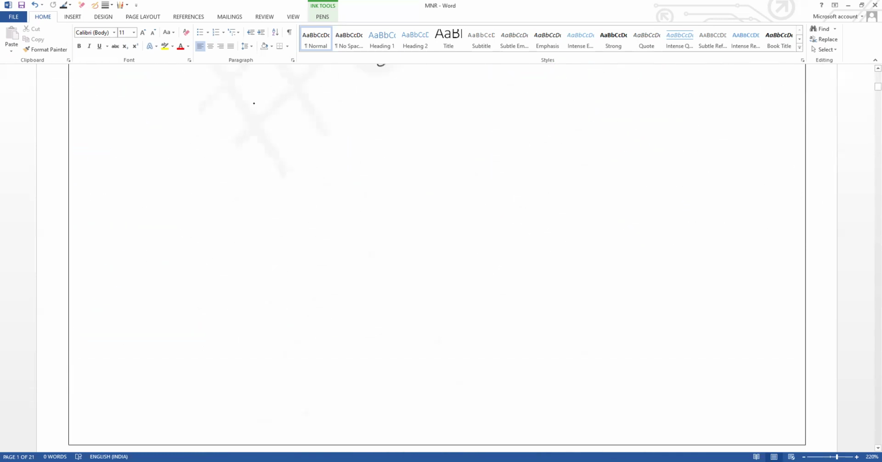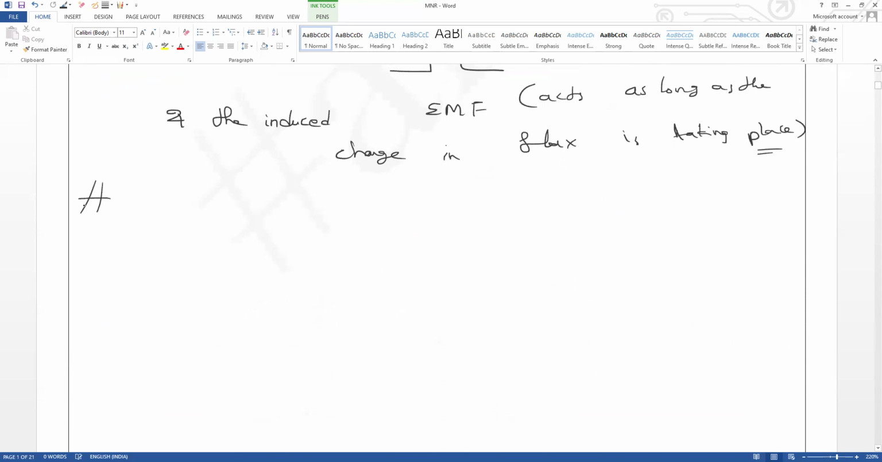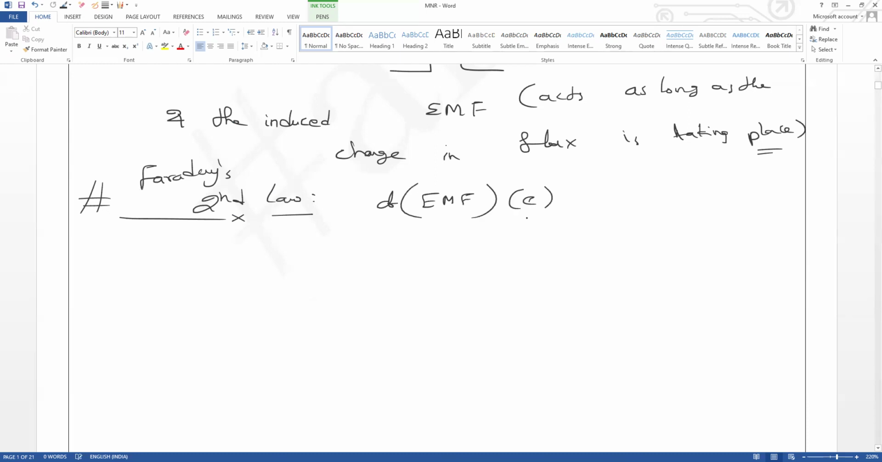Then the second law is a very important one. So what is the second law, everybody? Faraday's second law. Yesterday also we discussed it. Faraday's second law is particularly about EMF. The symbol of EMF is represented with E. So what it says is, the magnitude of induced EMF, how much EMF is produced, is directly proportional to, for whom, everybody?